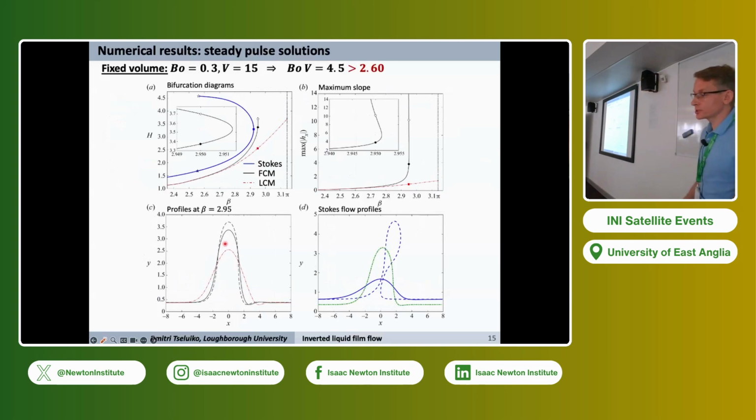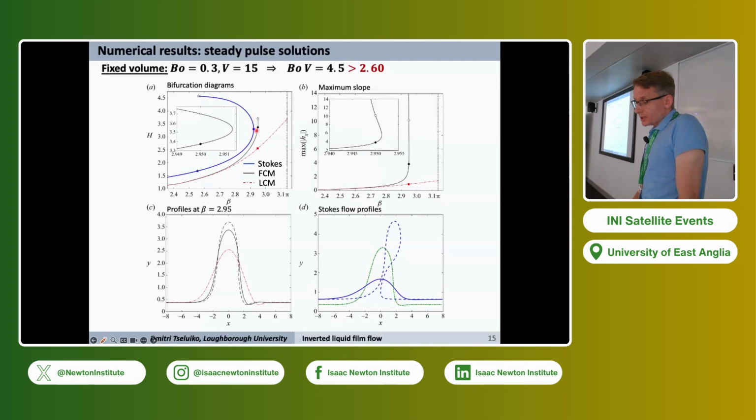If the volume is increased for the same Bond number, for example when we take volume equal to 15, so that the product of Bond number and volume is 4.5, which is larger than 2.6, then limiting Young-Laplace solutions do not exist anymore. What we find is that there are turning points in the bifurcation diagrams for the FCM model and for Stokes solutions. Of course, the linearized curvature model can still be continued all the way to pi, and the respective solutions have sinusoidal shape.